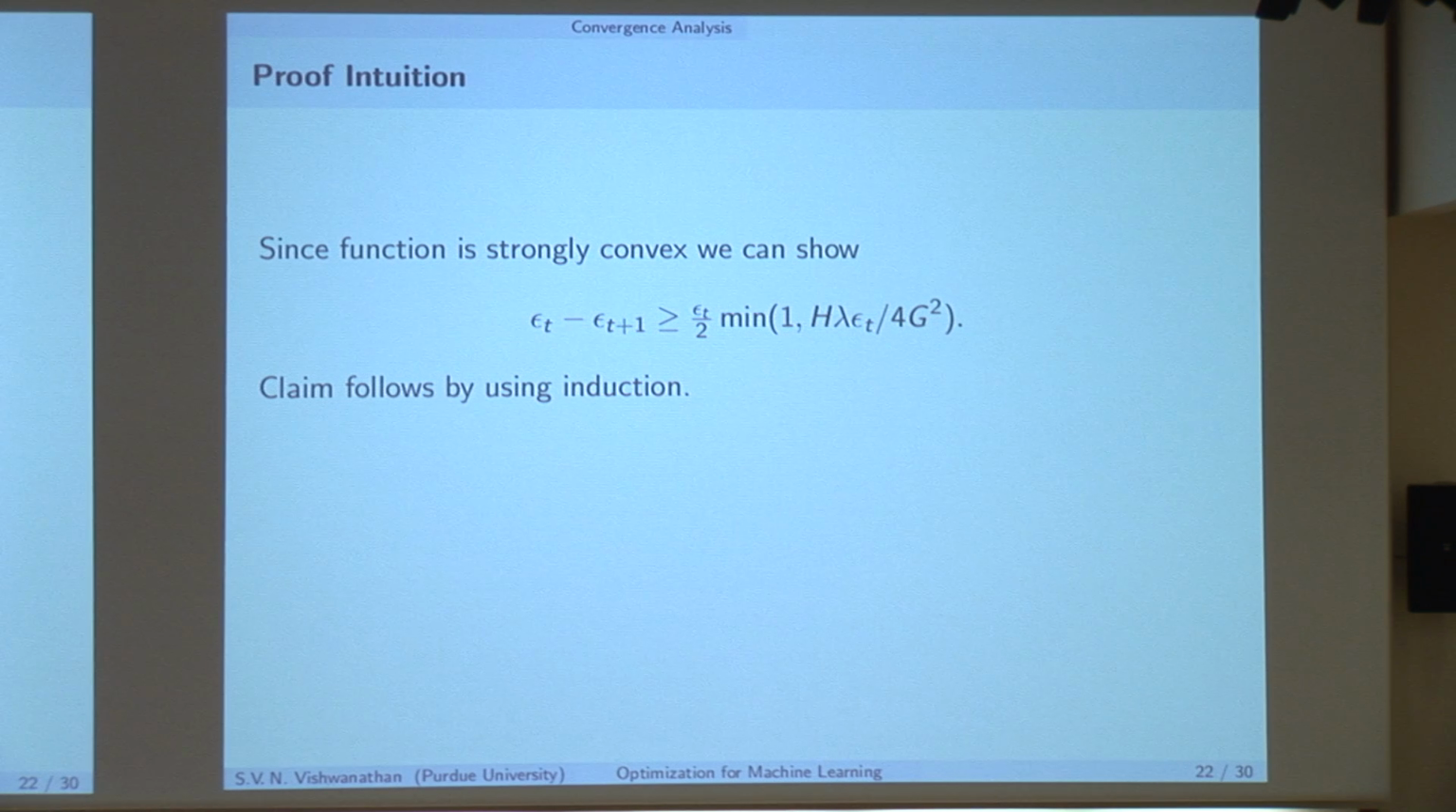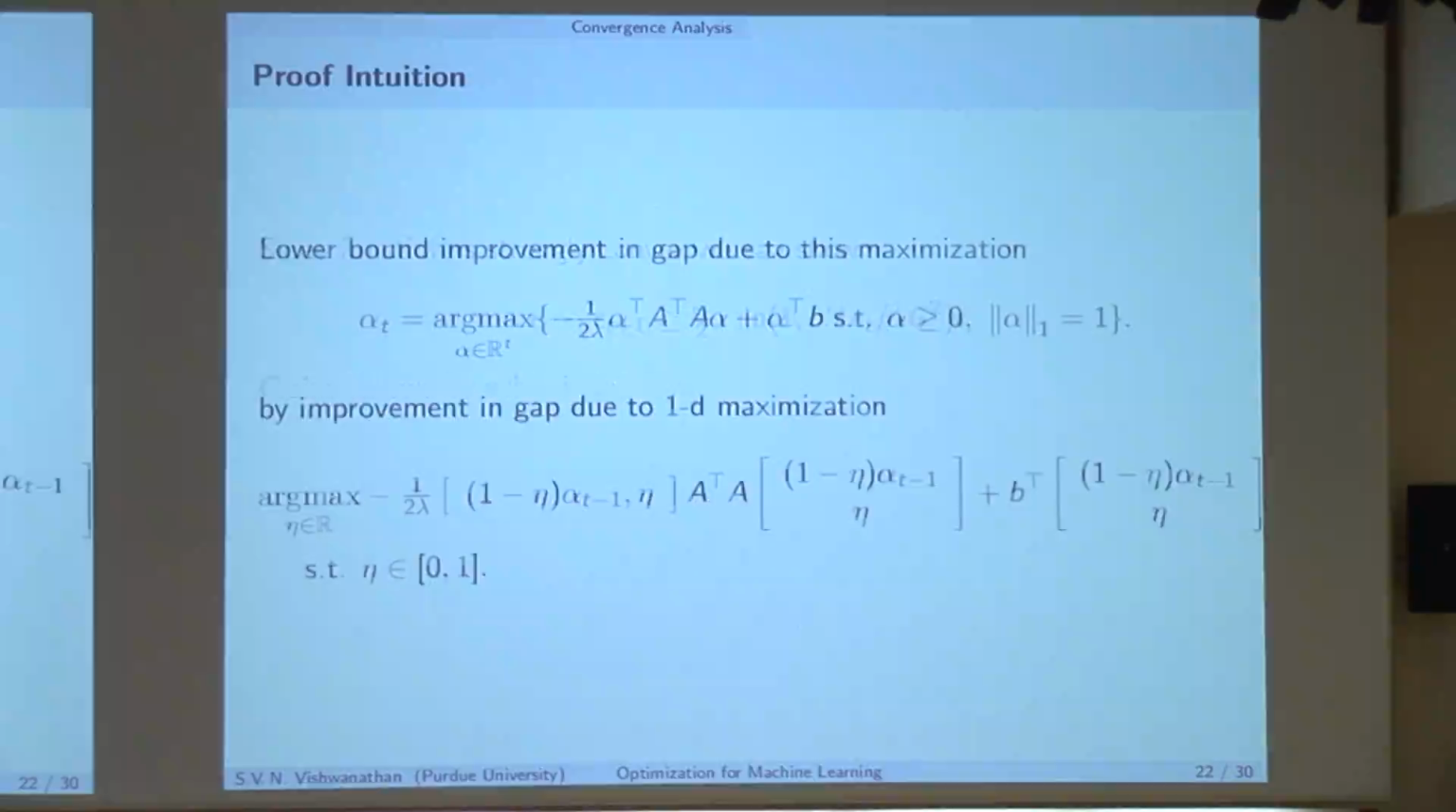So what is happening in these methods is that you can always show that in your dual you will make at least some progress. Okay, so this is the intuition behind the proof, that you will at least make some progress. But you have to remember that the proof is sort of horribly inefficient.